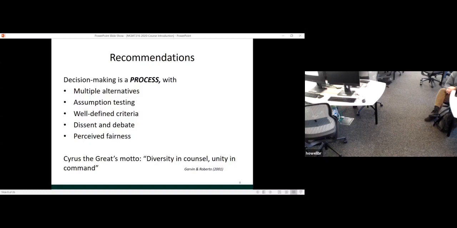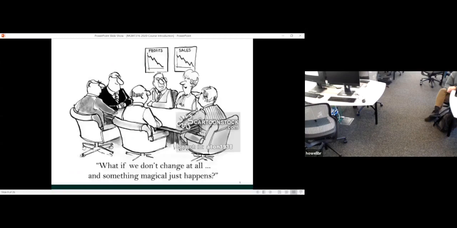So diversity in council, unity in command is what Cyrus the Great recommended. And I think if we can see how our input into that decision-making process works at whatever point we are in it, I think that's helpful to recognise that sometimes you make recommendations that are ignored. Other things take precedence, but sometimes you just have to know why. So, is doing nothing an option?